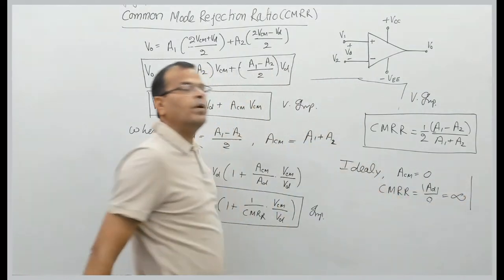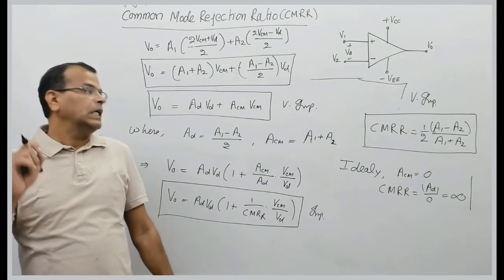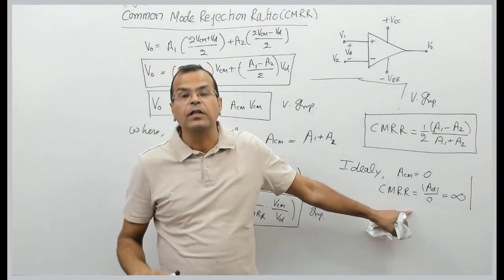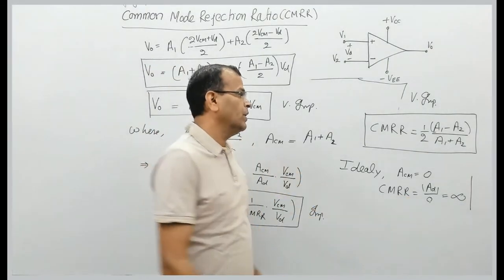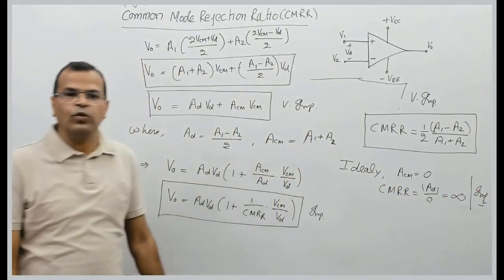So the common mode rejection ratio of an operational amplifier is ideally infinite. There are a lot of questions based on this. Try to remember this fact as well. There are questions on this.